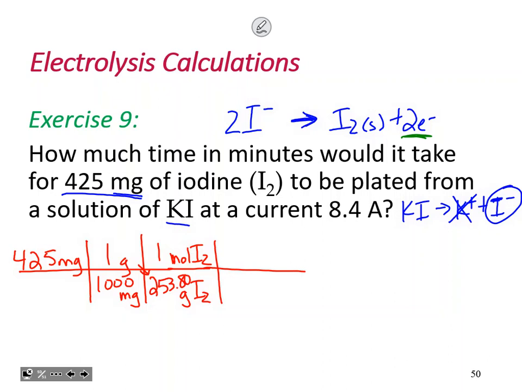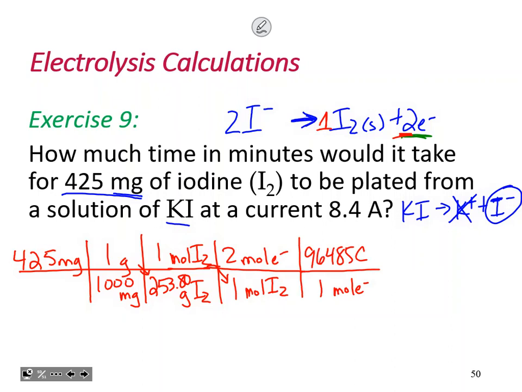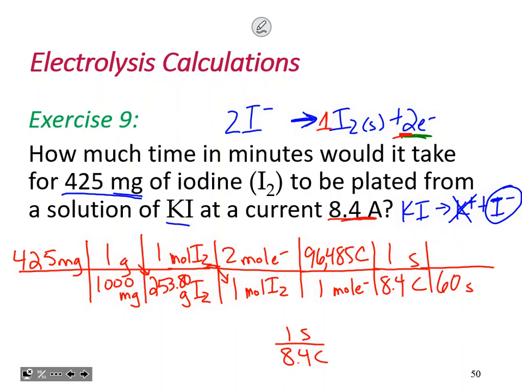Now that I'm at moles of I2, I take those, put those down here. 1 mole of I2 gives me 2 moles of electrons. So 1 mole of I2, 2 moles of electrons. And then I can do moles of electrons down here. 1 mole equals 96,485 coulombs. Now eventually, coulombs goes down here, seconds going to go up here. So we're going to have to flip our amps. In this case, it's going to be 8.4 coulombs per 1 second to go into our T-chart. So 1 second to 8.4. And then I want minutes, so this is going to be 60 seconds equals 1 minute.